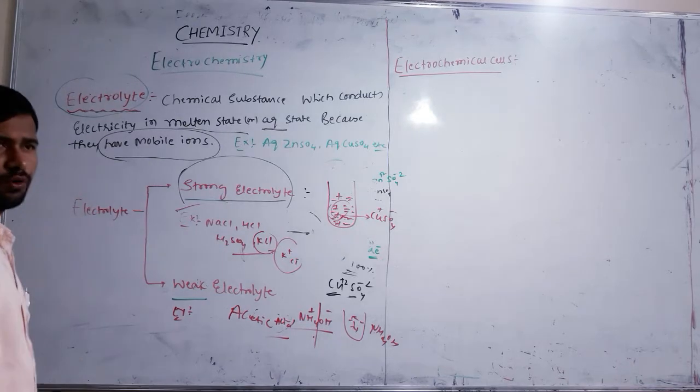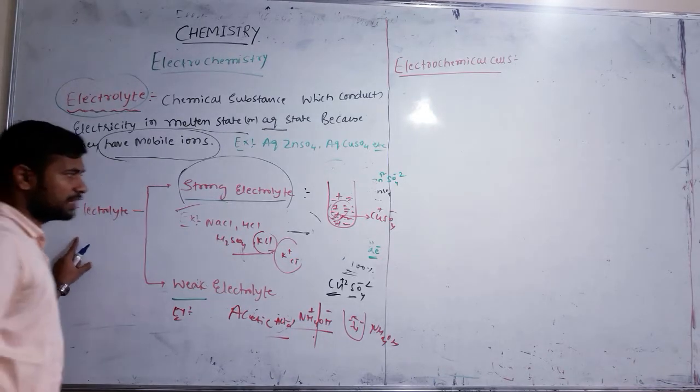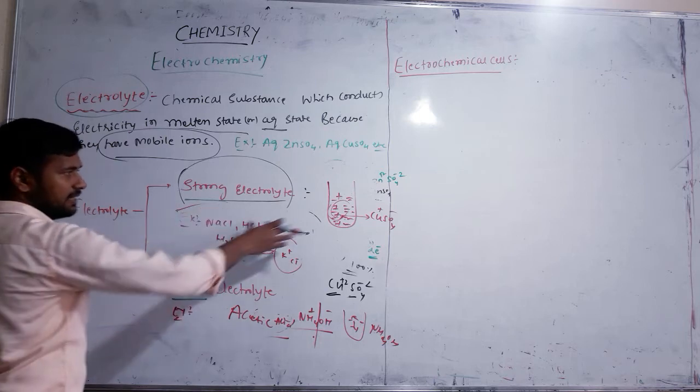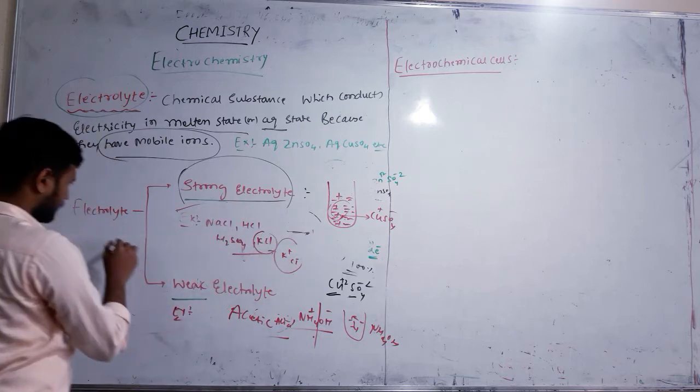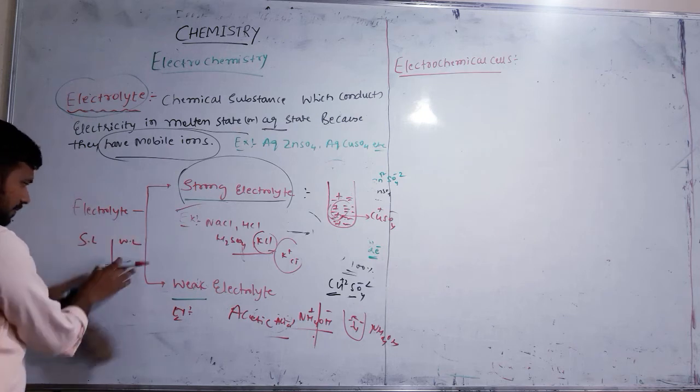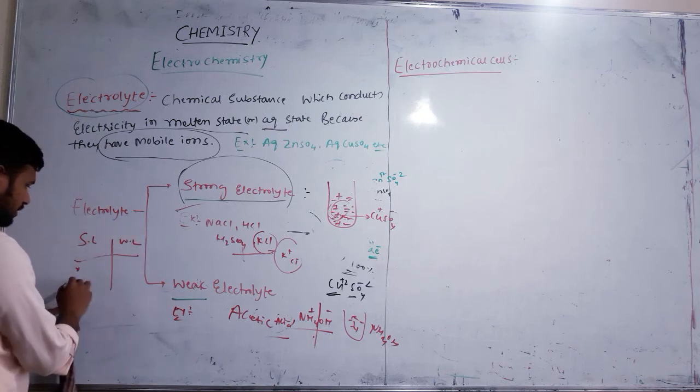In examination also for 2 marks, chances of asking what is the strong electrolyte and weak electrolyte. Just you have to make one sentence and example, here also one sentence, make 2 columns, okay? Yes, strong electrolyte, weak electrolyte, write down, okay? Make 1 column, write the first definition, next example.